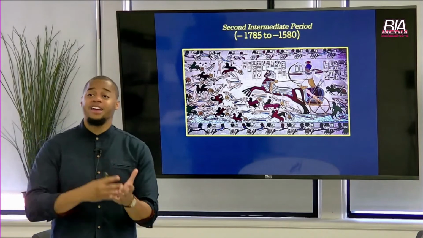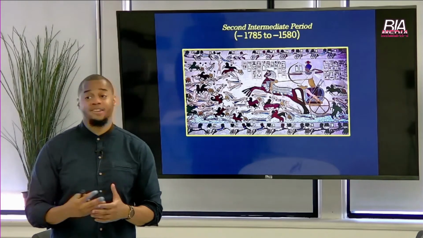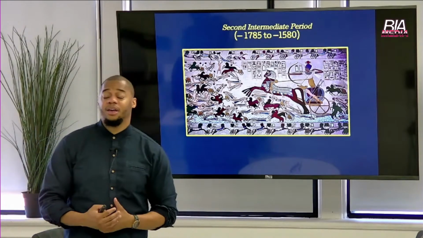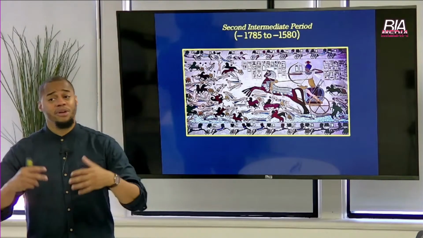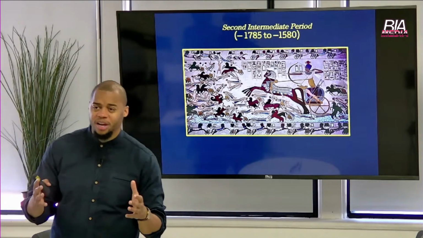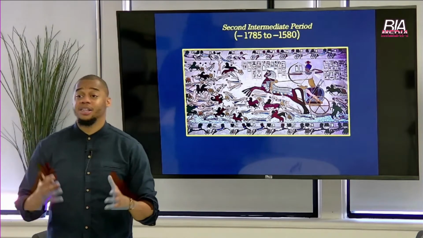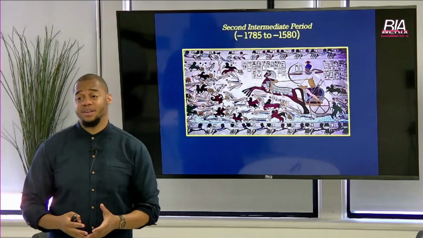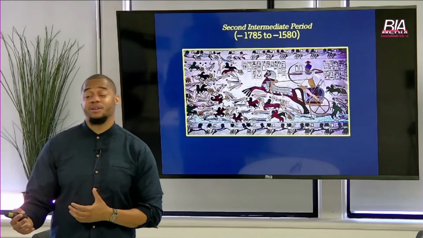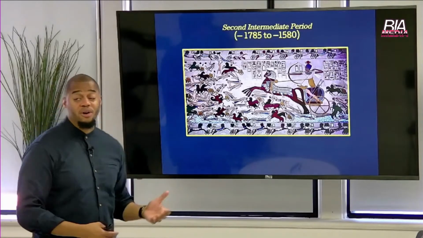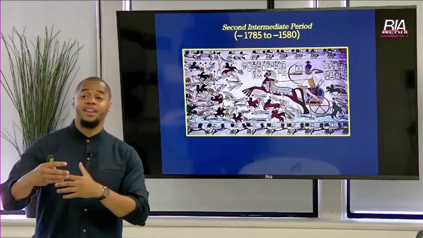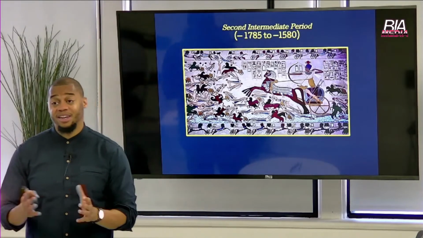It's not an internal threat that causes Egypt to go into its second intermediate period. It's an external threat. It's the Hyksos, a group of people that we still aren't 100% sure where they come from, somewhere in Western Asia. They come into Egypt and they do a number on Egypt. And the reason why they have a technological advantage, they come into Egypt with the horse-drawn chariot, and they're able to take over a lot of the Delta region and then again put Egypt into an intermediate period.